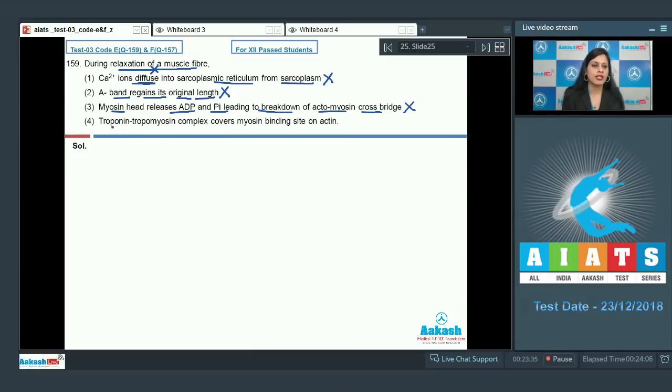The very last option given is troponin tropomyosin complex covers myosin binding site on actin, and this is a correct answer to our question. The conformation of this troponin and tropomyosin complex changes, and these regulatory proteins then again cover the myosin binding site on actin. So the correct answer to this question is option number 4. Let's proceed to the next question.